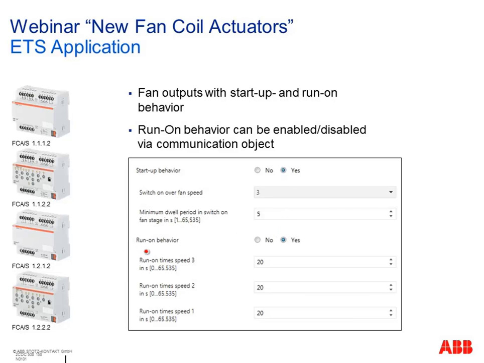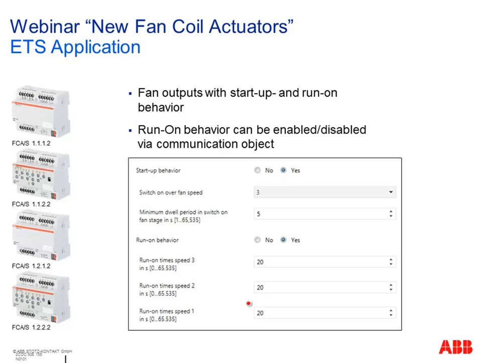New is this run-on behavior. You can activate the parameters, and then you have 3 times available for the 3 speeds with the following background. If you are in speed 3, and due to any reason, control value says no, speed 2 is now enough, go down. Then in this case, it will run still 20 seconds in speed 3 before it goes to speed 2. So it's a delay in reaction, but intentionally because we have programmed this here. So though the command says go to a lower speed, it stays for this time in this speed.